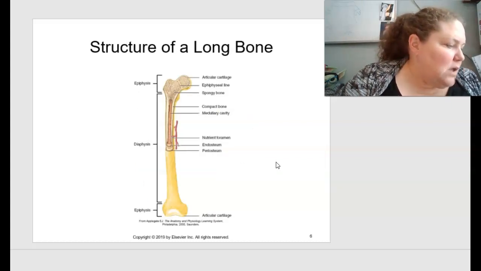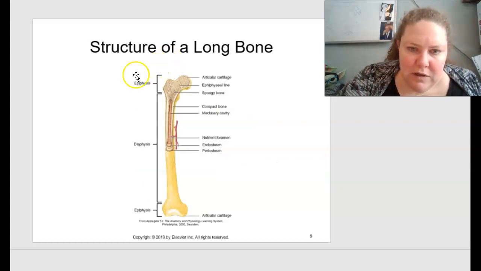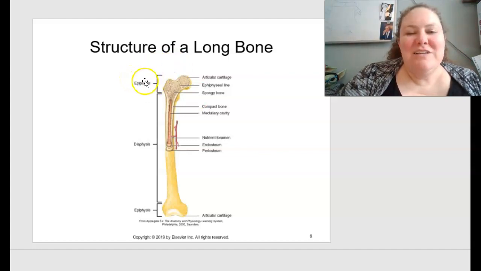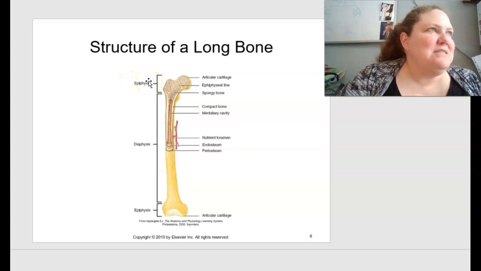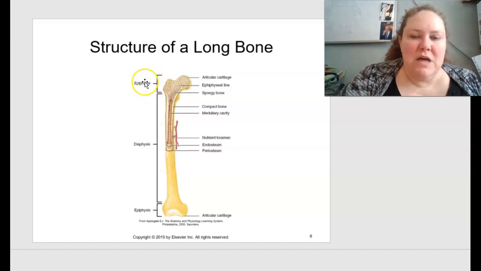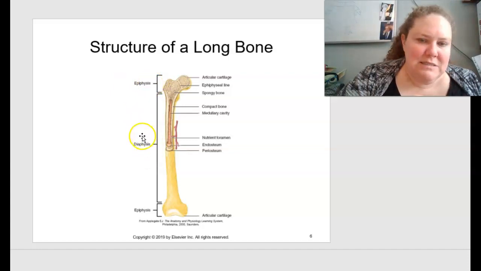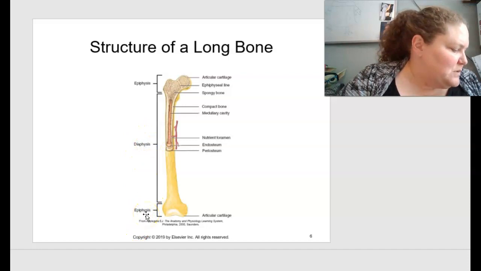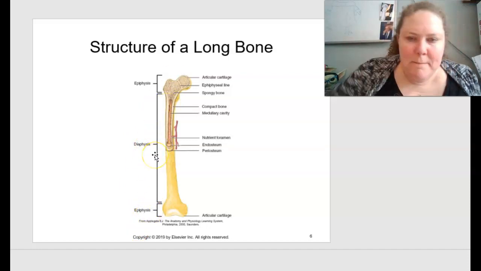So what about the long bone? Well, you have your epiphysis, so this would be like if it talks about the epiphyseal plates, right? That's what it's talking about. You have your diaphysis, and then you have your epiphyses. Okay, so you have the two ends, and then you have the middle.